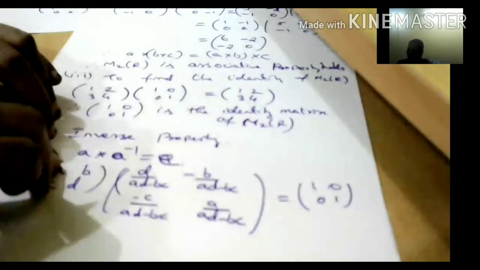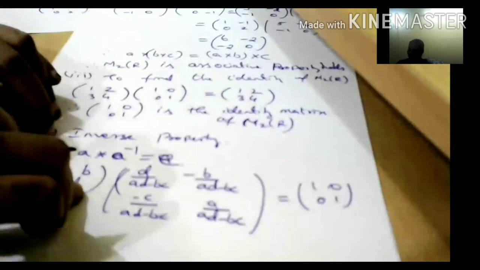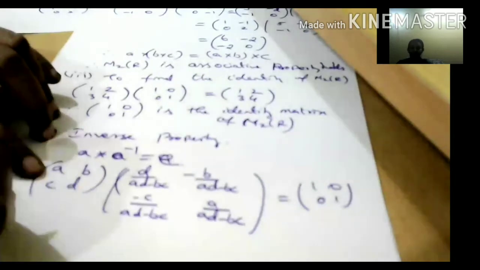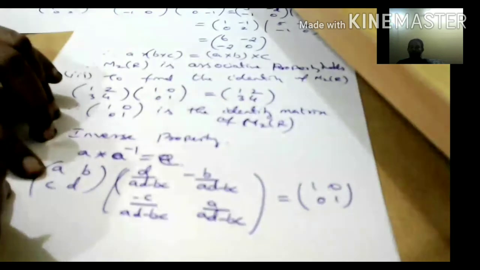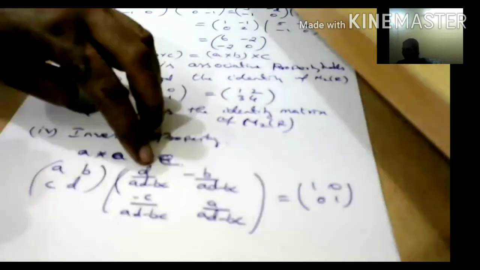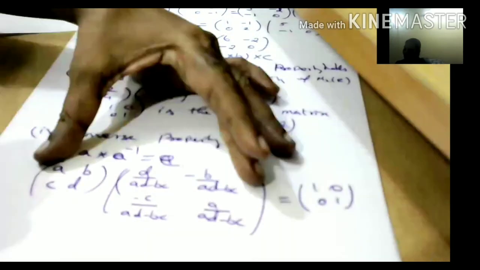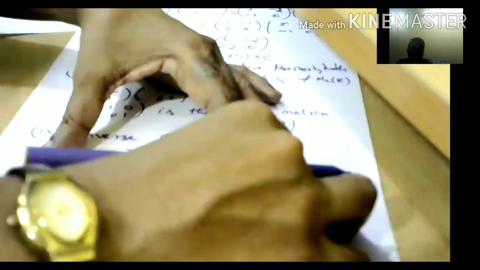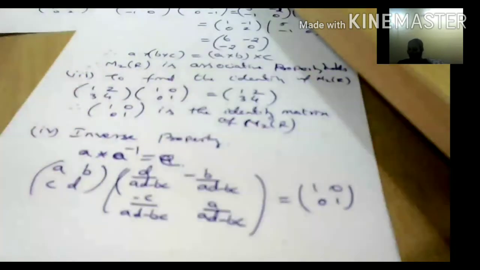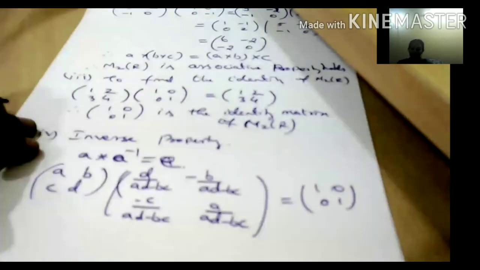Here, just interchange the A and D elements in the main diagonal, and in the other diagonal just change the sign alone. So for finding the inverse of a 2 by 2 matrix, we calculate it this way. Multiplying these two matrices, we'll definitely get the identity matrix 1, 0, 0, 1. So see here, this set M2 of R satisfies all the four properties.